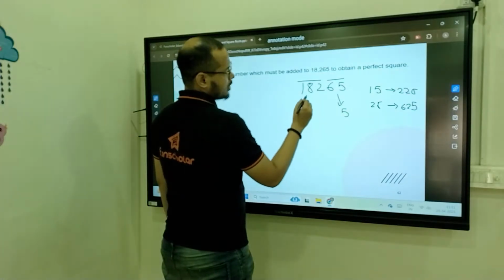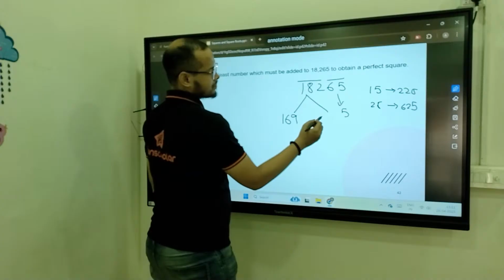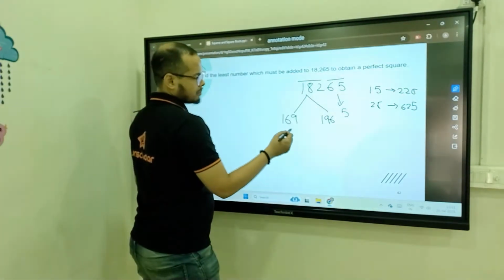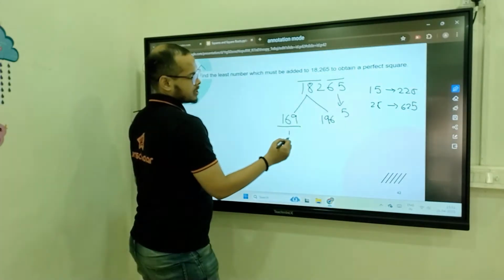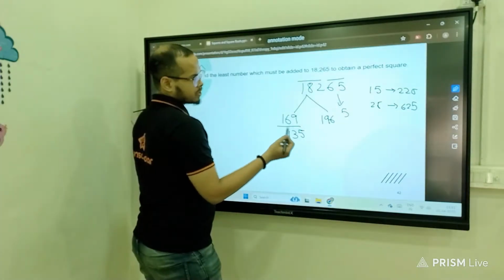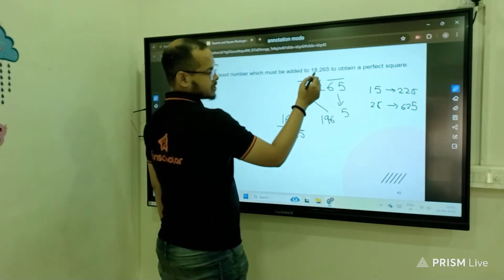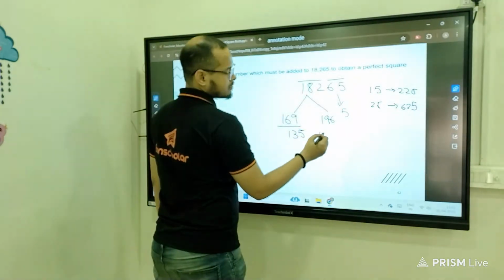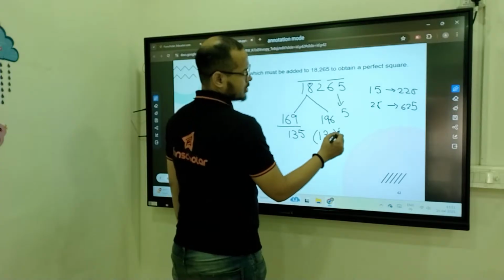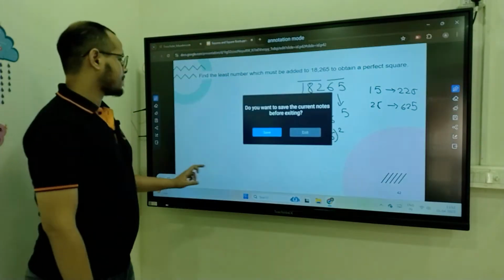Now from 182, what are the nearest square numbers to this? 13 square and 14 square. Always take the lower number. 169, 169 is what square? 13 square. So I got the number 135. Like that, I got the number 135. 135 is the nearest to this, and 136 is the next. So I found 136 square, then I subtracted it to find what number should be added.